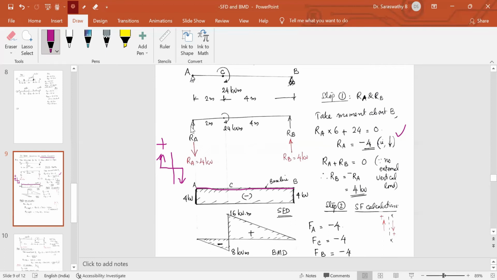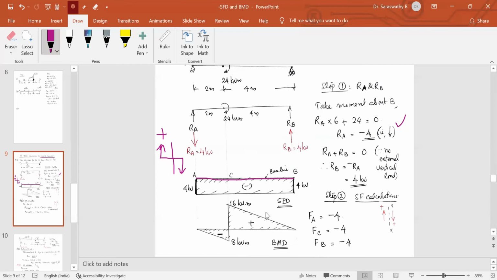There are no loads in between these two portions. The two reactions are only 4 kilonewton and minus 4 kilonewton. Draw a baseline. Mark 4 kilonewton downwards. There is no load. Come here. There is 4 kilonewton upwards. So from here you mark 4 kilonewton upwards. We'll reach the baseline. So this is how we draw the shear force diagram.